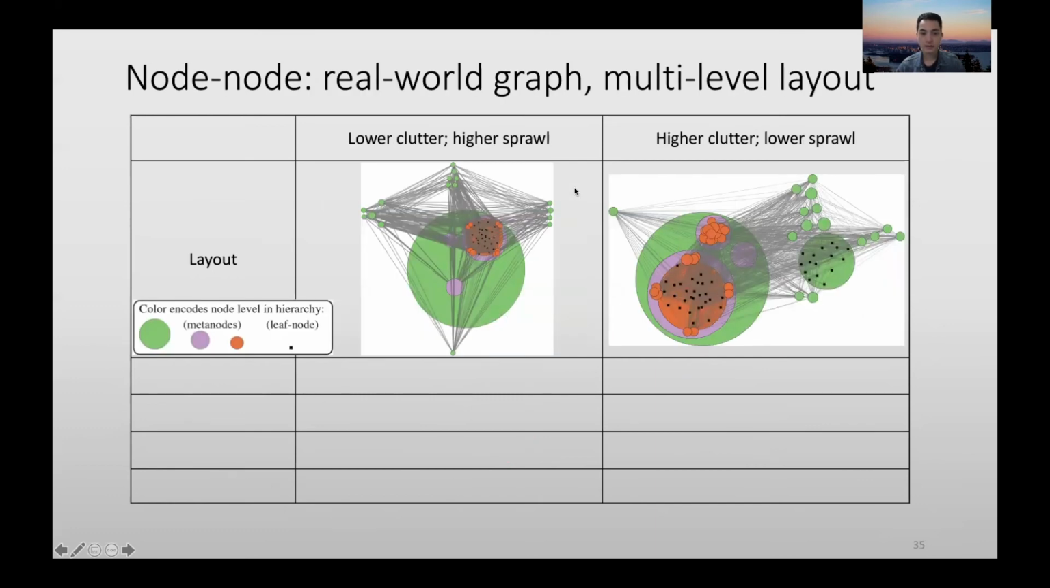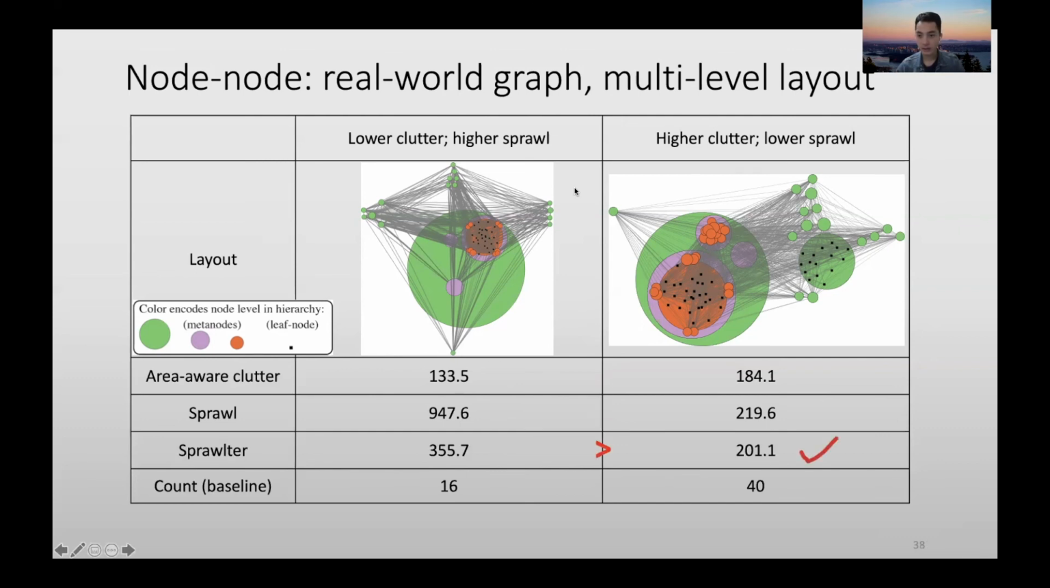The third case is about the real-world graph using multi-level layout. In the first layout, the clutter is lower, but the sprawl is higher, and the other way around on the second one. This is reflected by both the area clutter and count and the sprawl metric. In this more complicated case where you have flipped relationship between clutter and sprawl, it's more important to have a combined metric. So our Sprawlter metric prefers the second layout because it has much less sprawl.